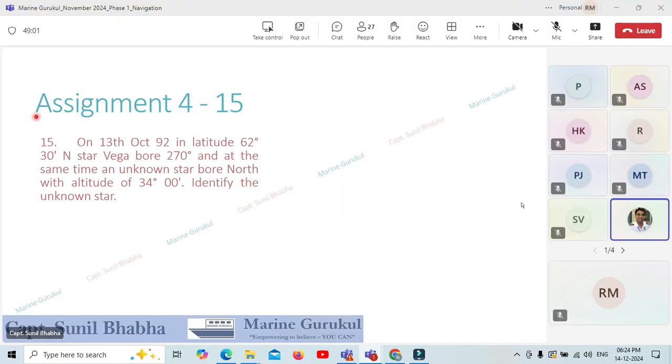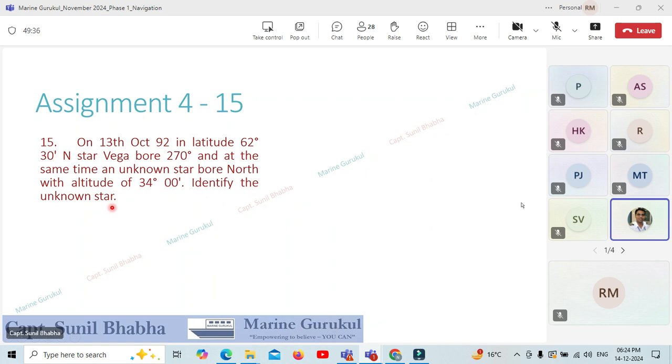Let's now move on to the next question. On 13th of October 1992, in latitude 62 degrees 30 minutes north, star Vega bore 270, and at the same time, an unknown star bore north with an altitude of 34 degrees. Identify the unknown star.